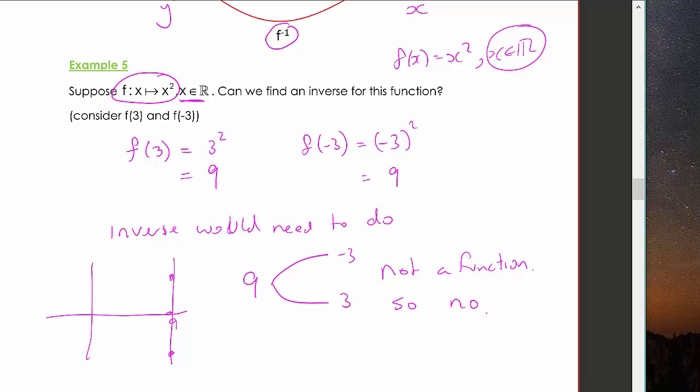However, you know that there's a square root button on the calculator, and we'll come back to this in a slightly later example. How do we actually produce an inverse for a function with this rule? And it's to do with not having this as the domain, and we'll see that shortly.